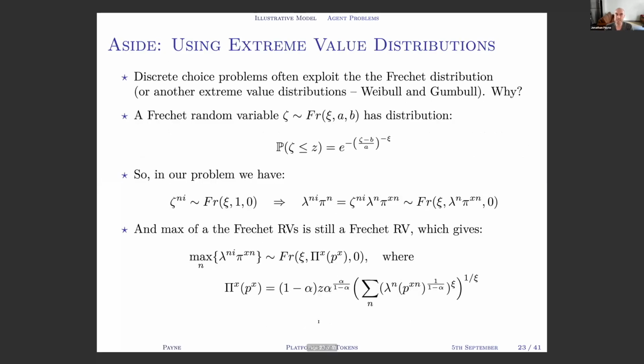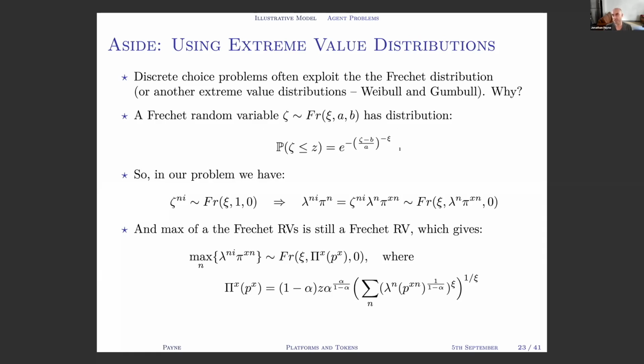If you haven't seen these extreme value distributions before, maybe this looks a little bit mysterious. Since this is partly an initiative to help you with some technical tools, I just want to make a quick comment about why these extreme value distributions are useful for these discrete choice problems. There are three extreme value distributions: the Frechet, the Weibull, and the Gumbel. And they all have nice features when you try to take the max of a collection of those variables. So if we think about the Frechet distribution, with parameter psi, a scale parameter A and a shift parameter B, right?